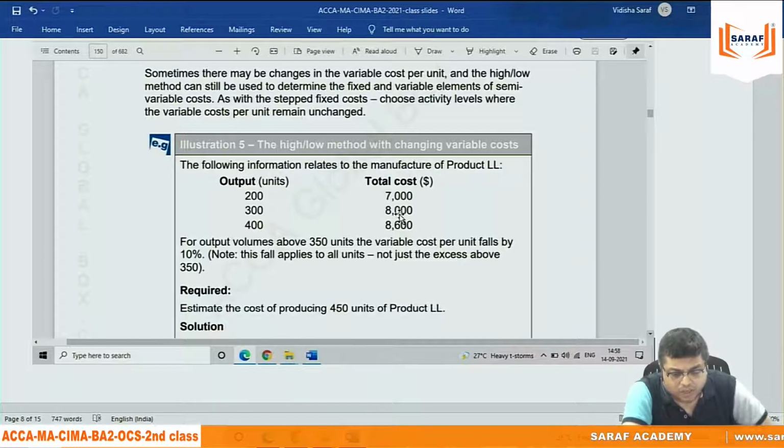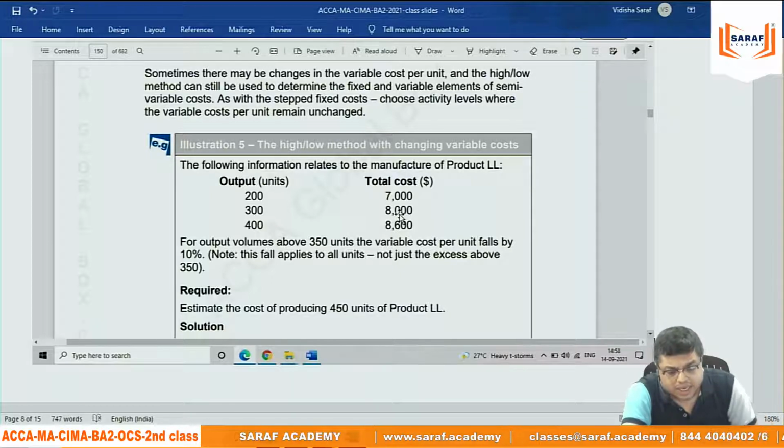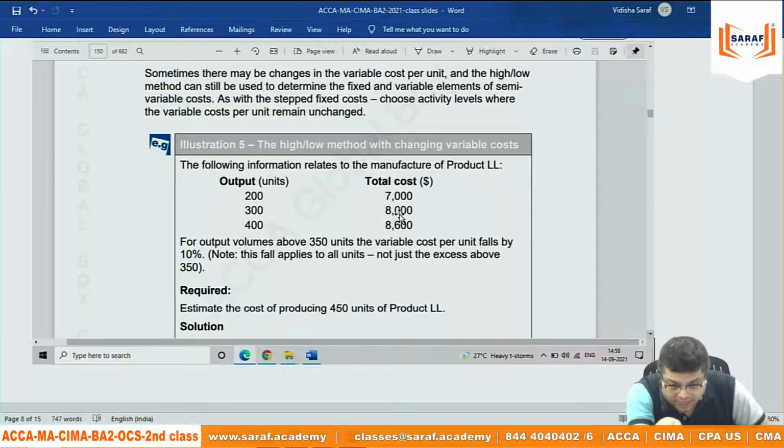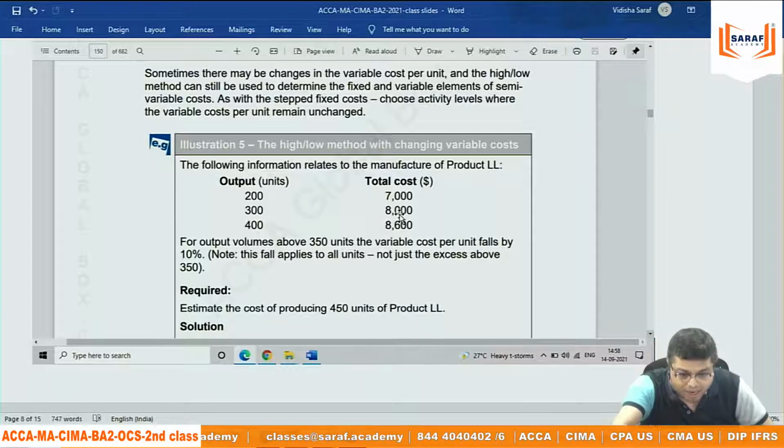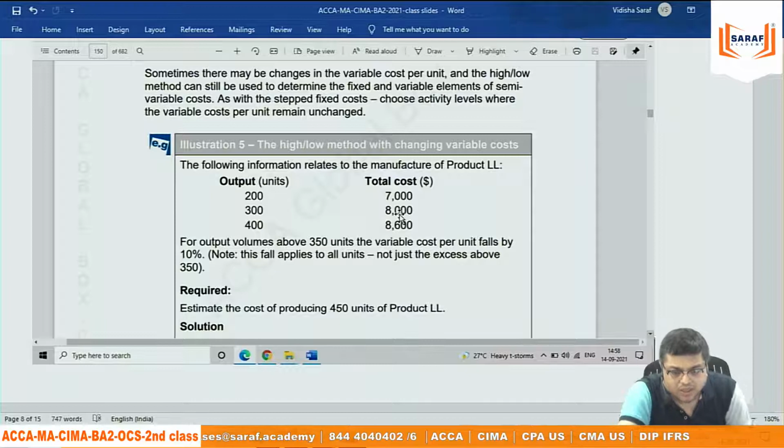So variable cost per unit is 10 up till 350 units. Beyond 350 units, how much is the variable cost per unit? 9, because they have said 10% less. At every level, the fixed cost is the same. You can check. 200 into 10, 2000 variable.